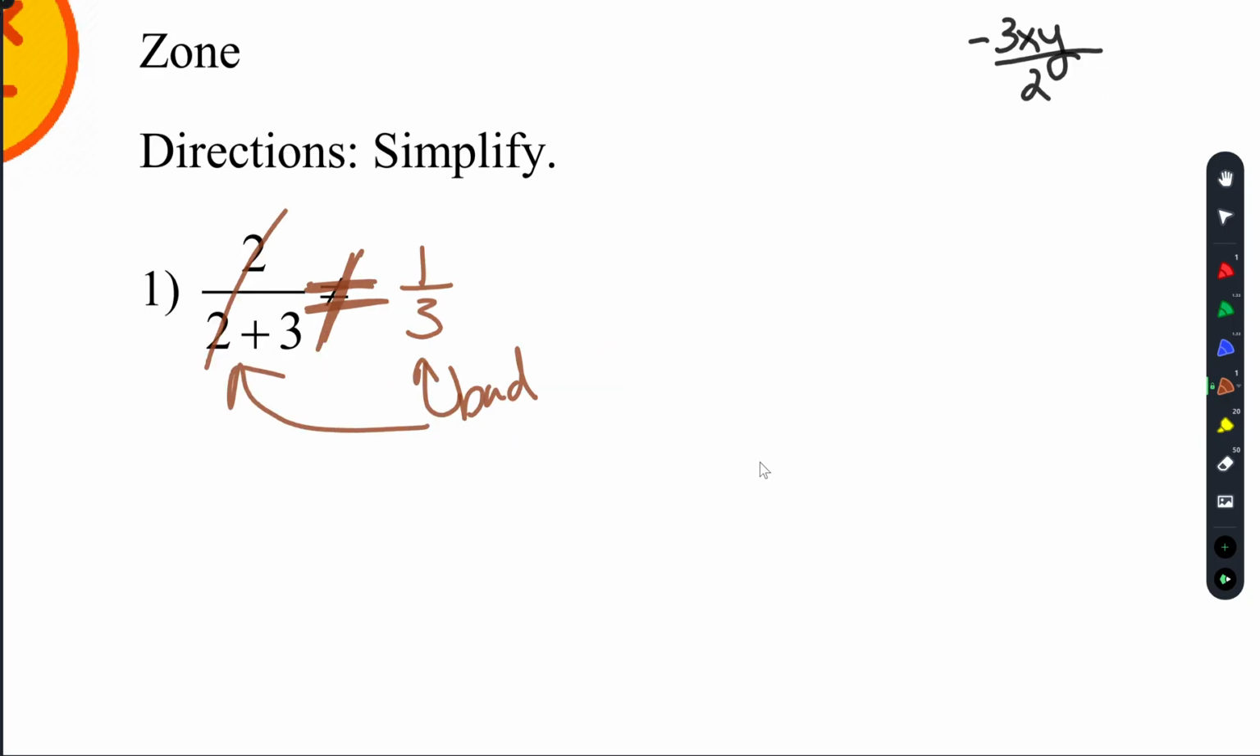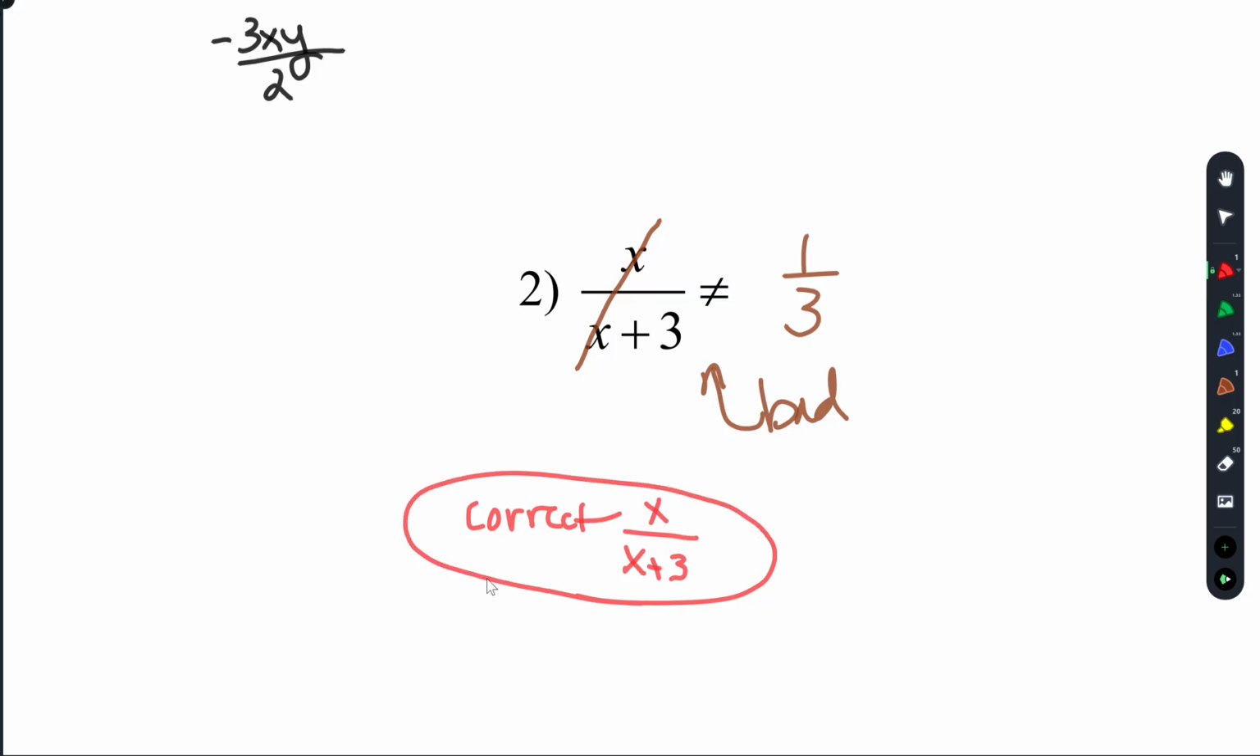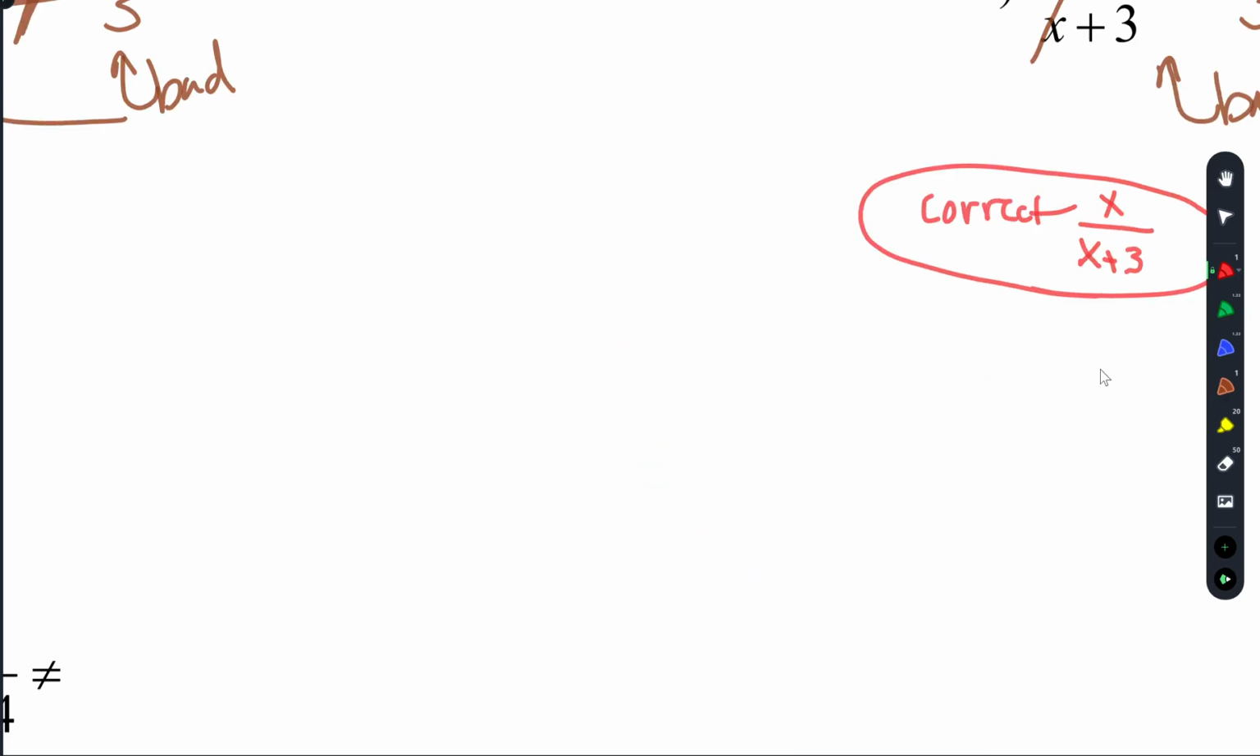Okay, don't do that. Okay, so then when we get here, same thing. People go, woo! And they say it's 1/3. Bad. Okay, the correct answer is this. You can't simplify it at all. This is done. You can't do anything to it. So the adding on the denominator, if it was multiplying, it's a different story. Adding is where it can get confusing on what is what.